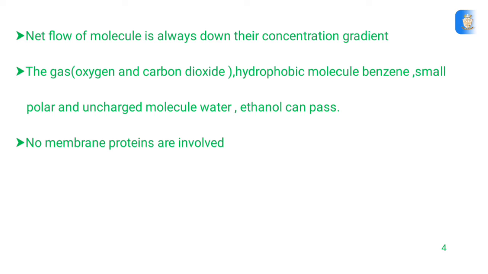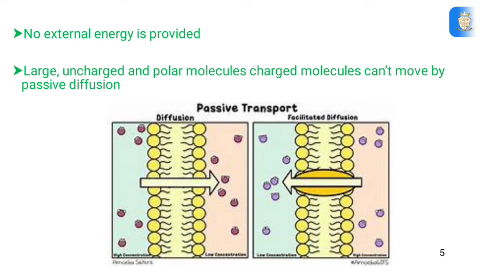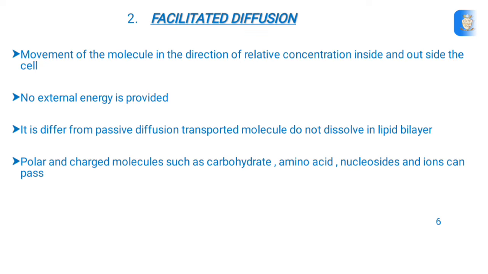No membrane proteins are involved. No external energy is provided. So in passive diffusion, any molecule can diffuse in the phospholipid bilayer and cross the plasma membrane. The next one is facilitated diffusion.